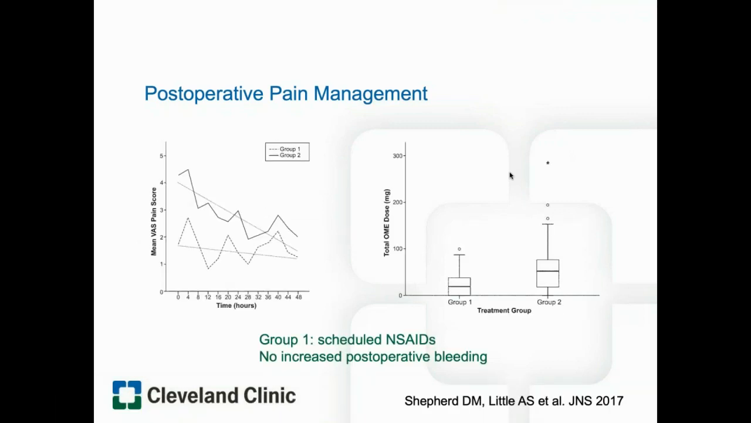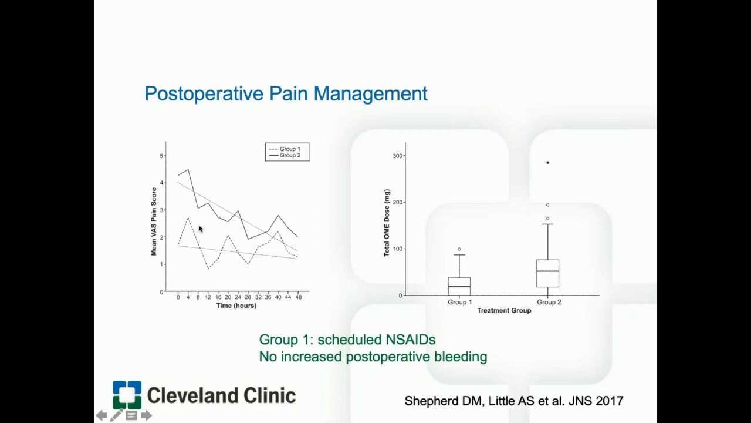This was a study done by our colleagues at Barrow, where they randomized patients to include intraoperative anti-inflammatories like ibuprofen and see if that impacted pain control or the amount of opioid medications that a patient might need. And this is a graph showing a visual analog scale, meaning, rate your pain on a scale of 1 to 10. And this is time after surgery.